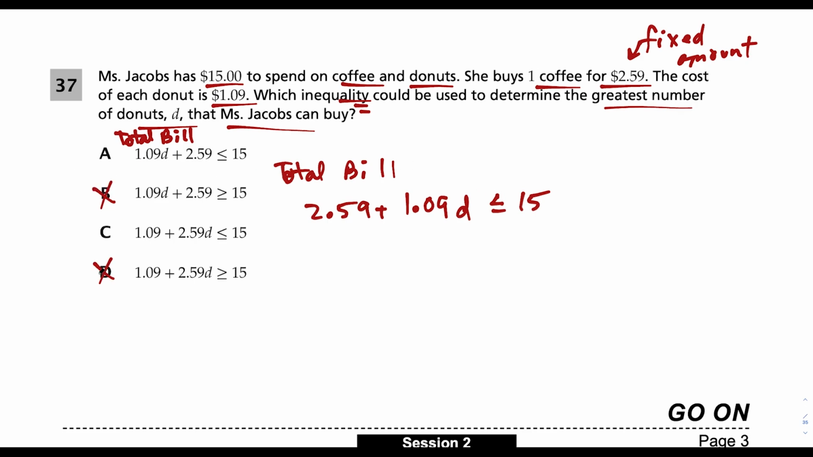And now we just look at the answer choices here and see the difference is that the $1.09 represented the cost of each donut, and the variable for donut was D. So that's why the $1.09 needs to have the variable next to it. And remember, $2.59 was the fixed amount. So that's why this is going to be choice A, and we could eliminate choice C.